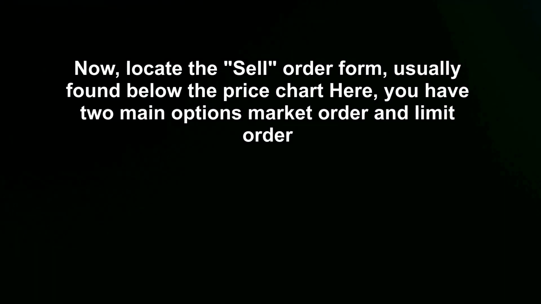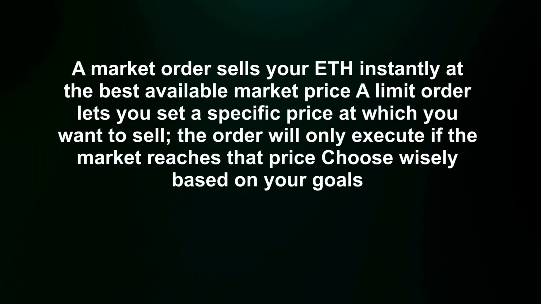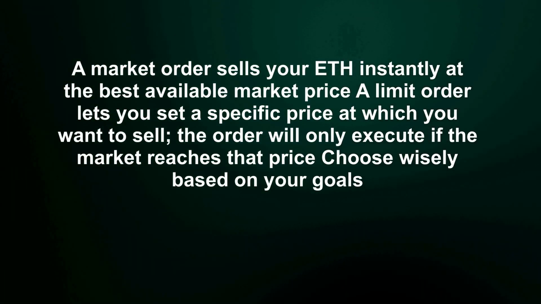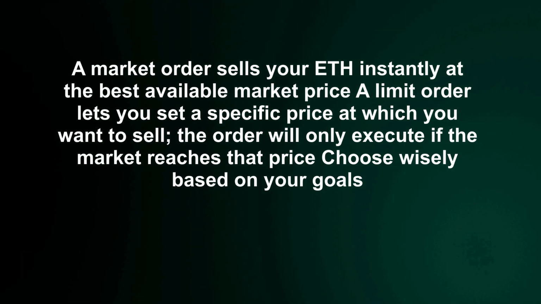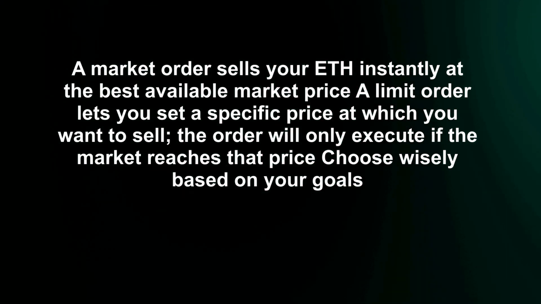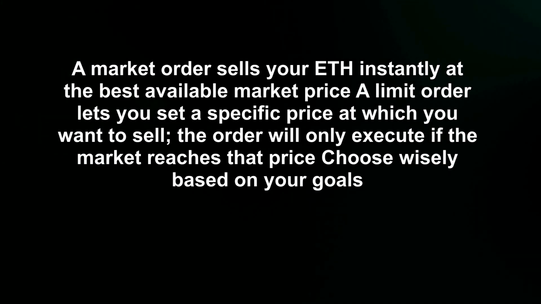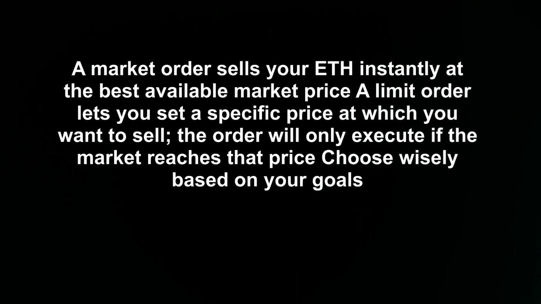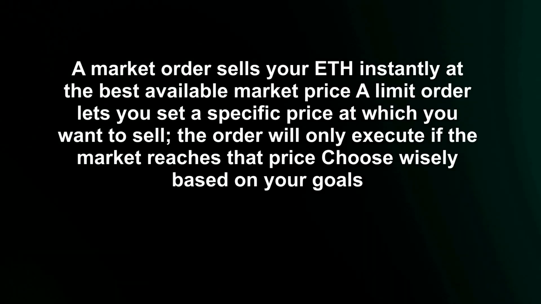You have two main options: market order and limit order. A market order sells your ETH instantly at the best available market price. A limit order lets you set a specific price at which you want to sell. The order will only execute if the market reaches that price. Choose wisely based on your goals.